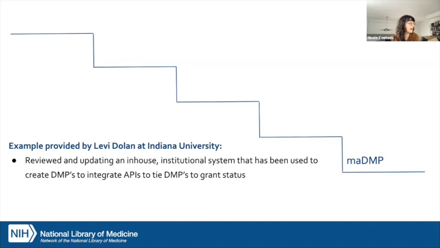We do have an example of this provided by Levi Dolan at Indiana University. They've been reviewing and updating an in-house institutional system that's used to create data management plans to integrate with APIs within their systems already so that they can tie these DMPs to grant status.